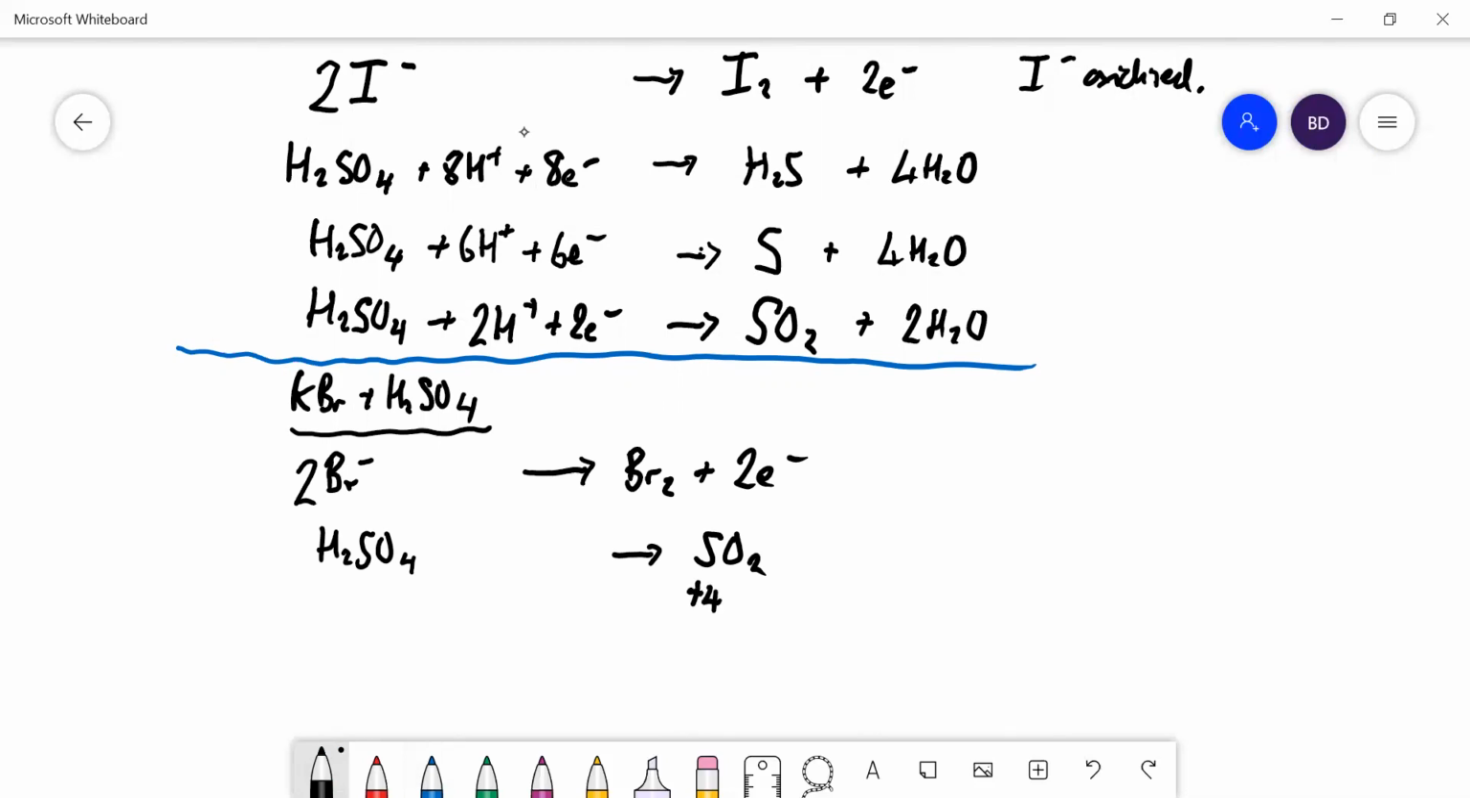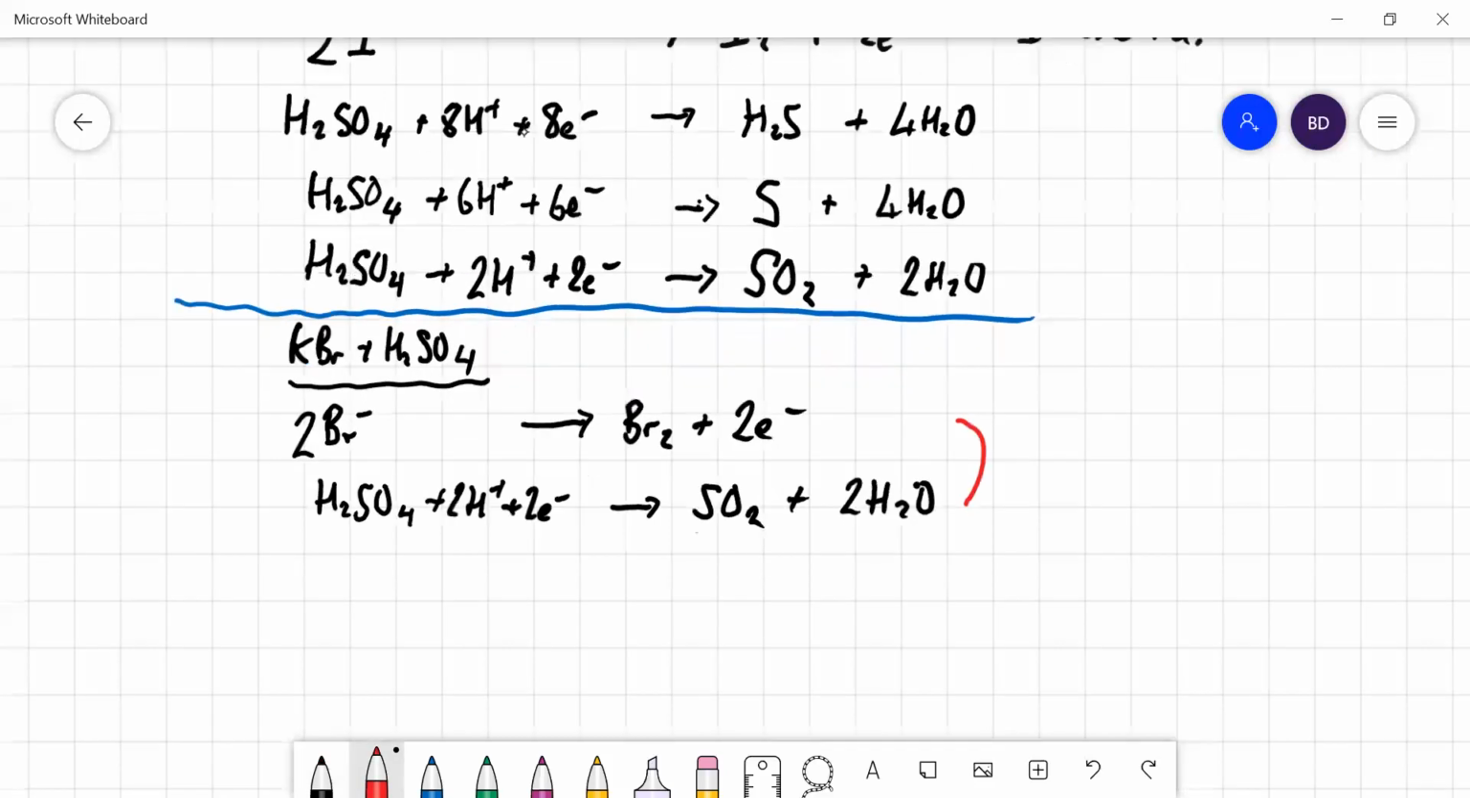Remember, we are going to need 2 H2O there. So that means we need 2H plus, and we need 2 electrons. And combine those two, just add them together, and you will get the balanced equation.